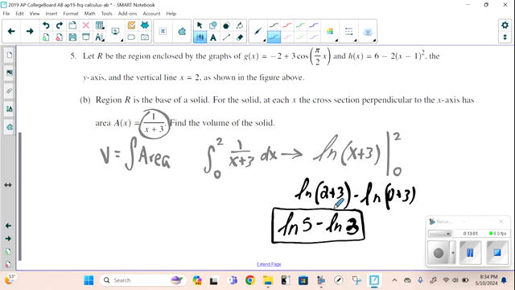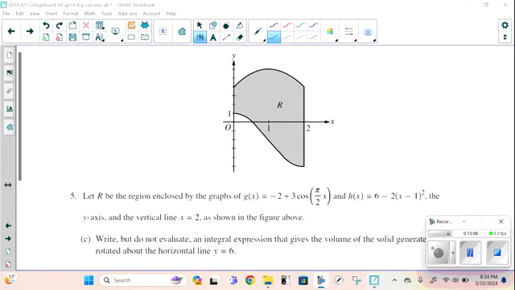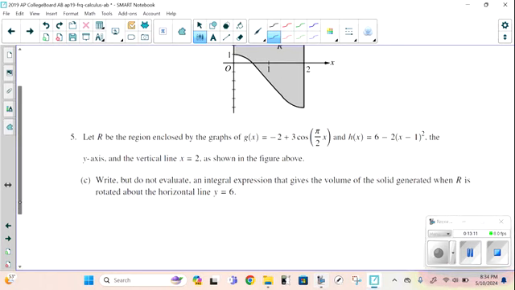Man, thank you, AP, for giving us such an easy question. Oh, and they gave us another easy one. Man, problem 5A. Problem 5 was all 5A. If you could do 5A, the rest of this is cake. And I think I say this a lot. I love cake. All right. But do not evaluate an integral expression. Oh, I'll give you expressions all day long if you're not going to have me do the math.